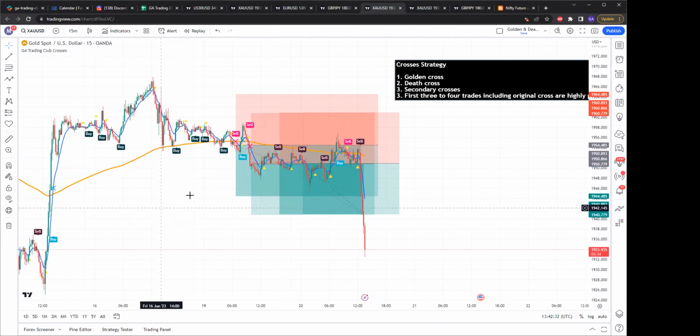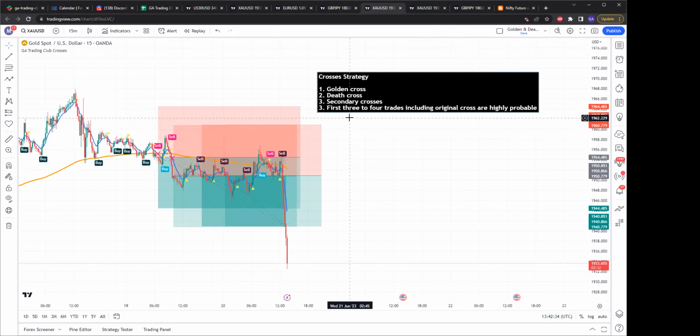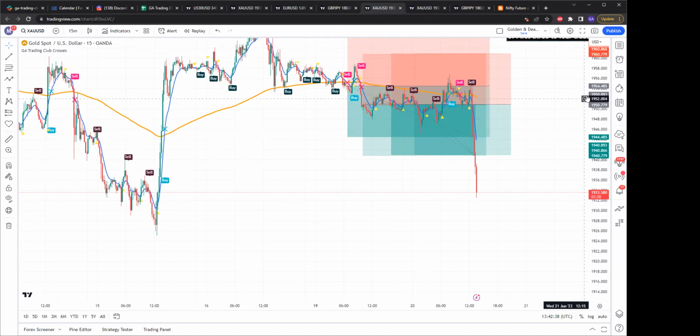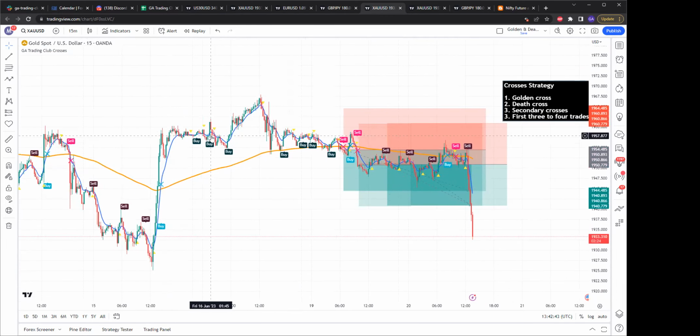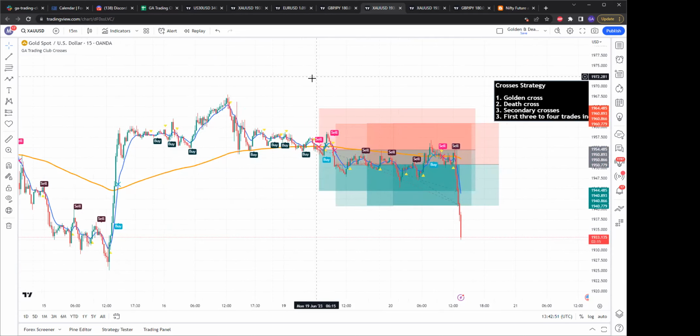Now, with this strategy, you want to trade the first 3 to 4 trades, including the original cross. So for example, for this buy right here, you would have taken 1, 2, 3. Oh, there was another one I use on the 15-minute time frame. I know I was missing something. It's better to also use it on the 15-minute time frame if you can.